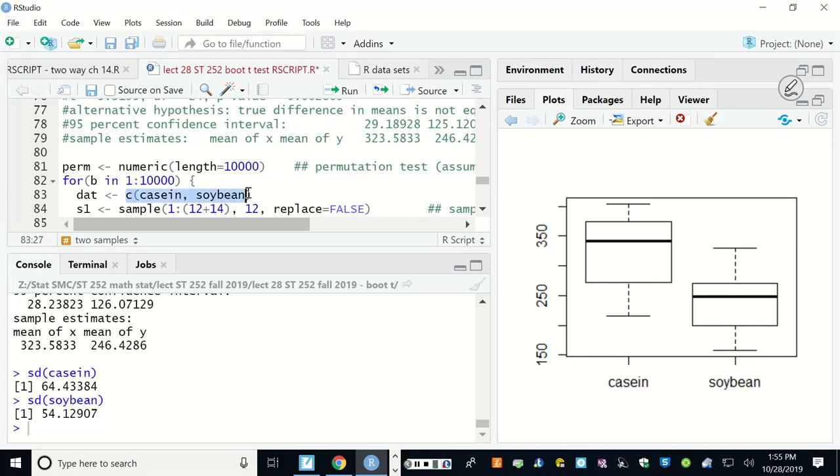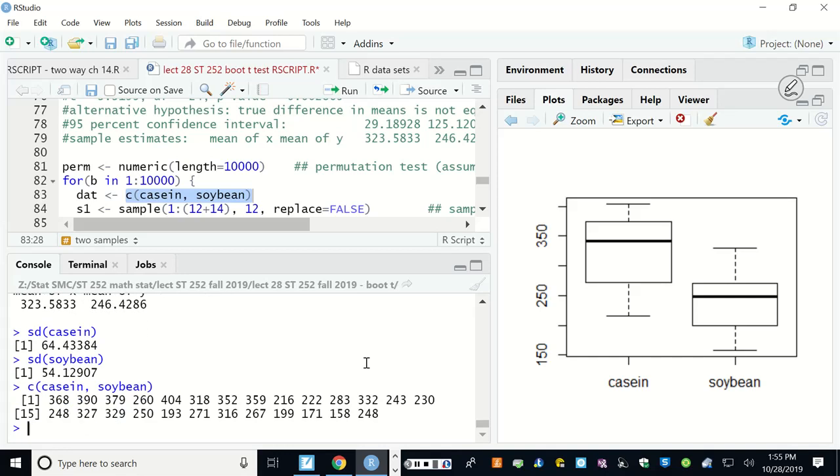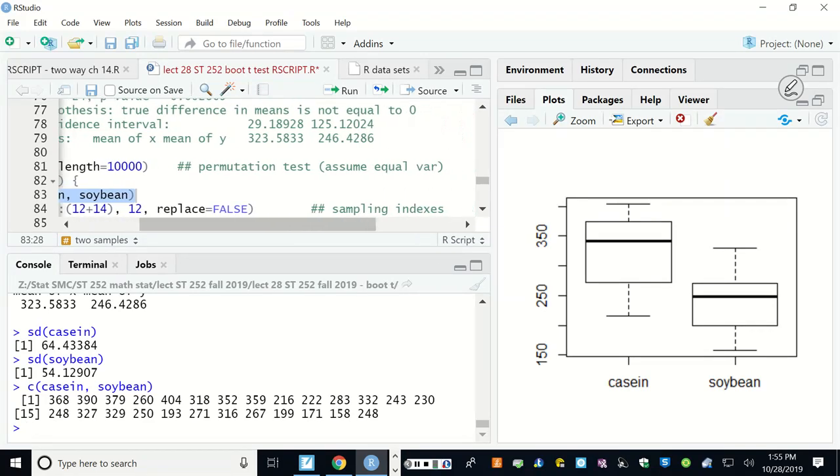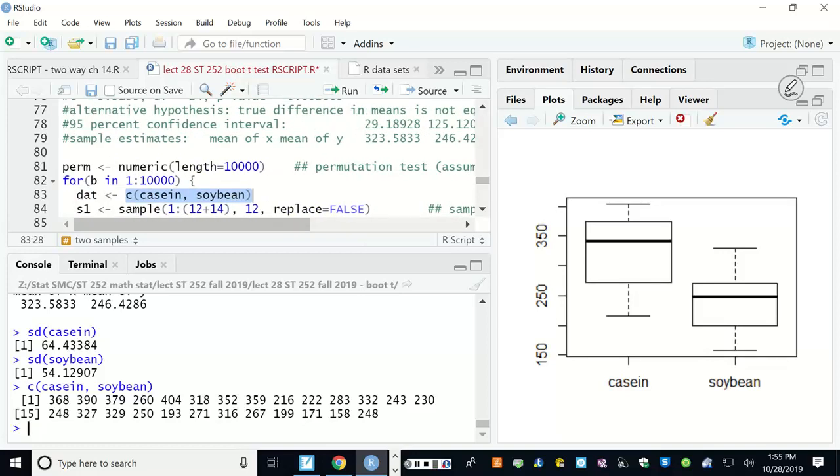This is going to combine the casein and soybean data together. This gives me a nice list of 26 values. There are 12 casein and 14 of soybean. And so I'm going to sample some indices here. This is the part, sampling indices, right? So I'm sampling from the numbers 1 through 26 and calling that the indices for sample 1.